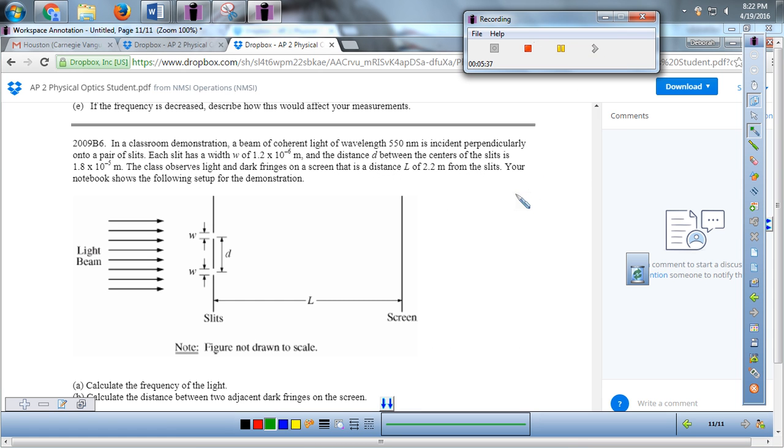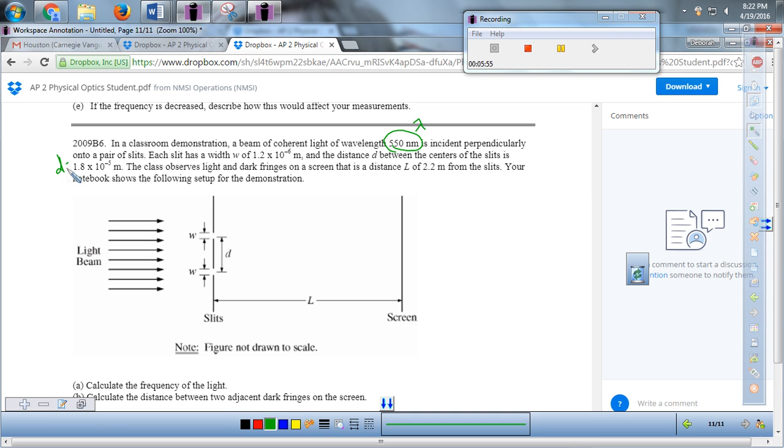Okay, this should be our last one. Let's see what it says. In a classroom demonstration, a beam of coherent light wavelength 550, so there's our lambda, is incident perpendicular onto a pair of slits. Each slit has width 1.2 times 10 to the minus 6, and the distance between them is that. Classroom observes that the length is 2.2 meters. And that's what it looks like. So we need to find the frequency of the light.